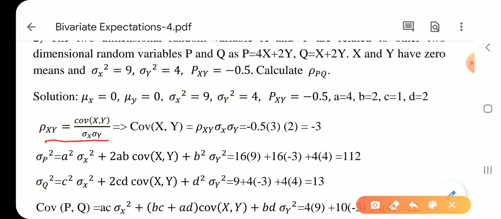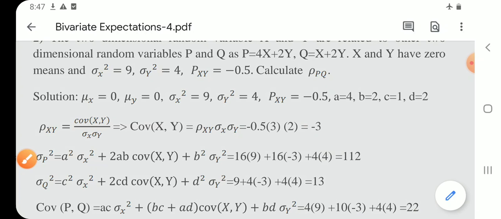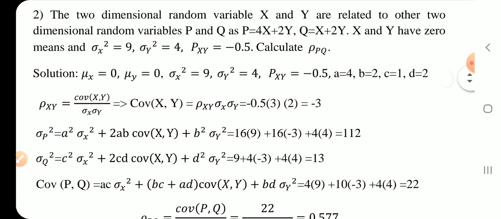Covariance of XY is calculated as rho of XY into sigma x sigma y. Rho XY is given to be minus 0.5. Sigma x square is 9, so sigma x is 3. Sigma y square is 4, so sigma y is 2. When we multiply this, we get covariance of XY is equal to minus 3. For rho of PQ, we want sigma p and sigma q. So let us find sigma square p.